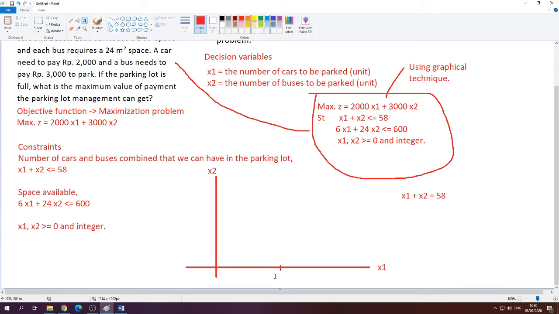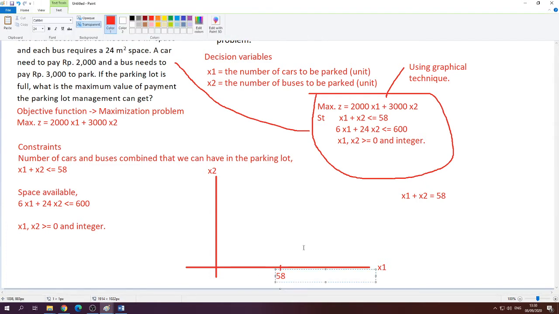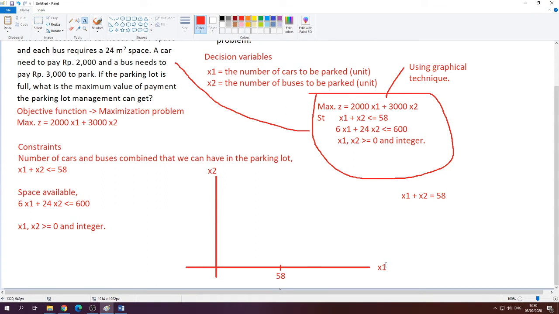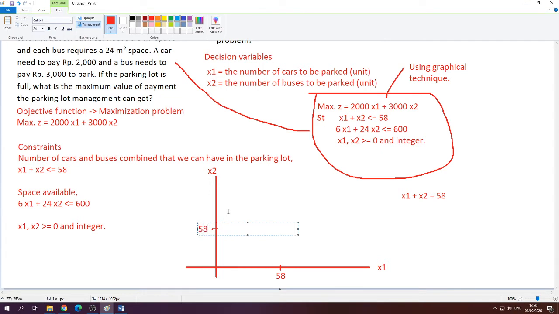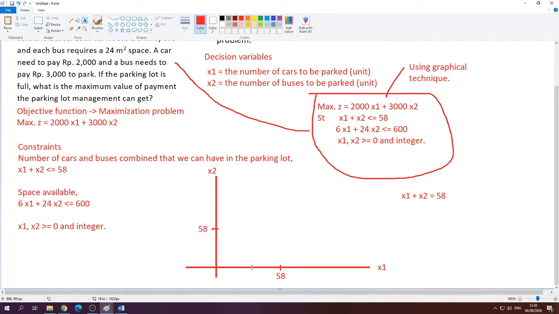So we have 58. And then when we set x1 equals 0, then x2 will be 58. So it is around here, 58. Now we have 2 points. Then we can draw a line connecting the 2 points. It should be a straight line. Just assume that it is a straight line.